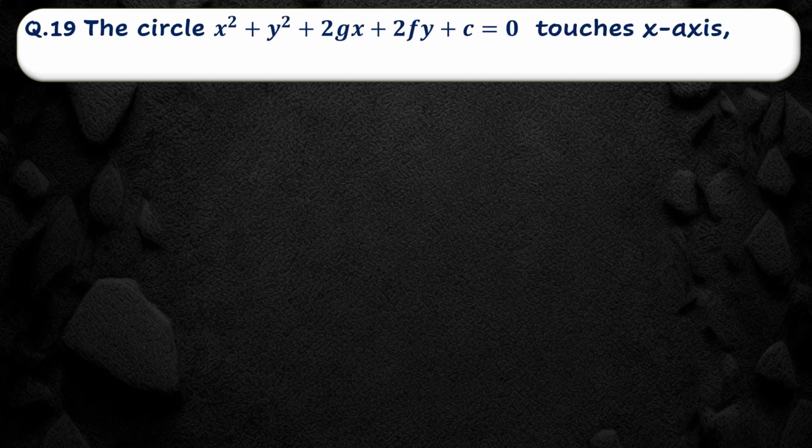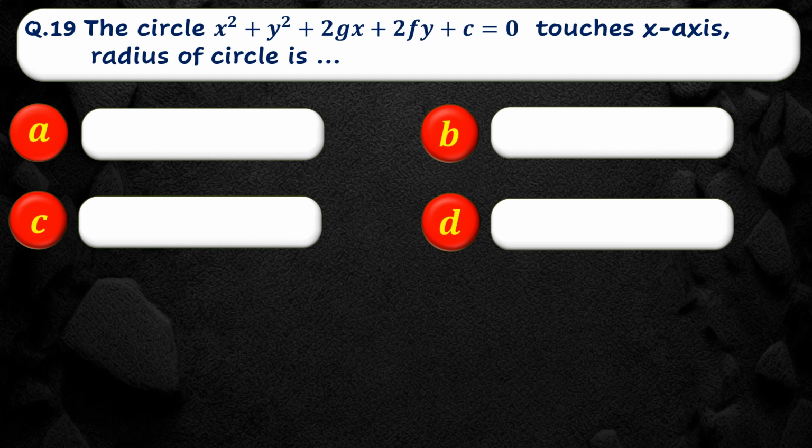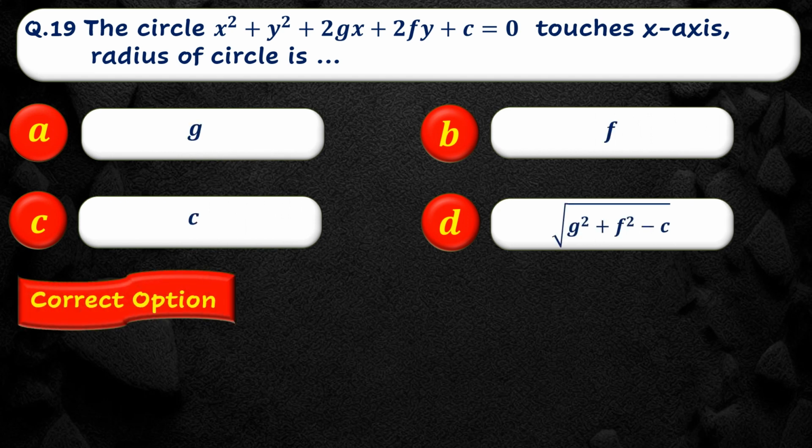Question number 19. The circle x² + y² + 2gx + 2fy + c = 0 touches the x-axis, then the radius of the circle is, and the options are. Let's check out which one is the correct option.